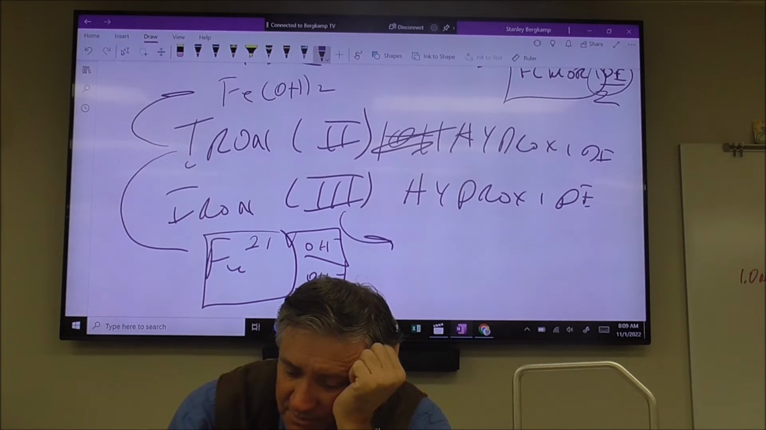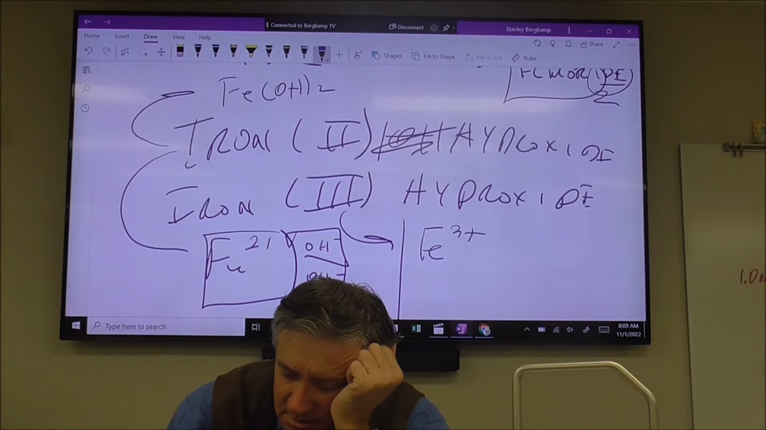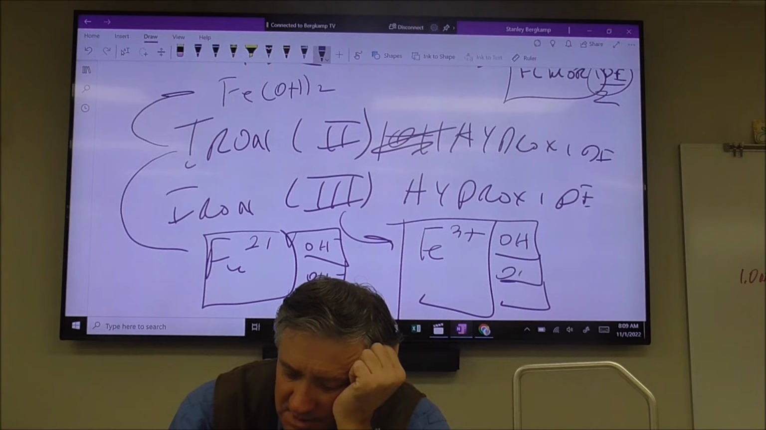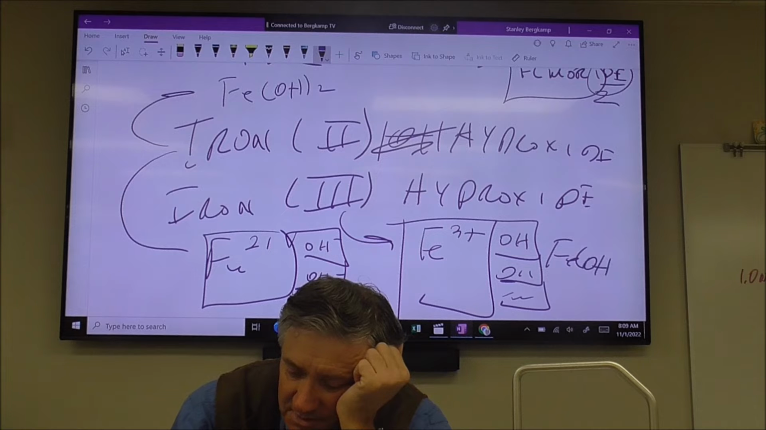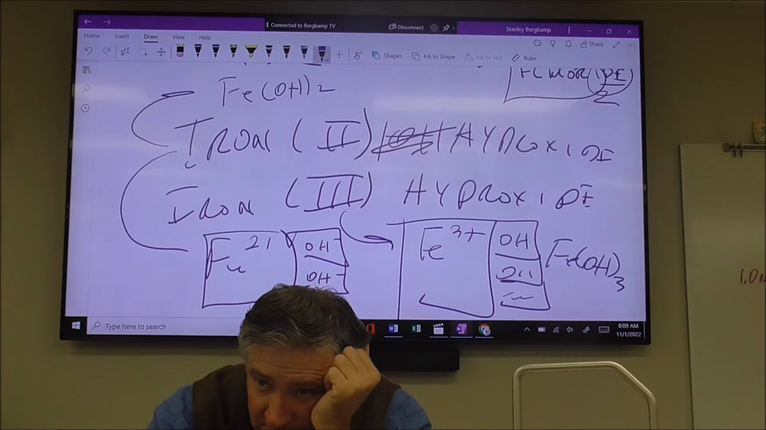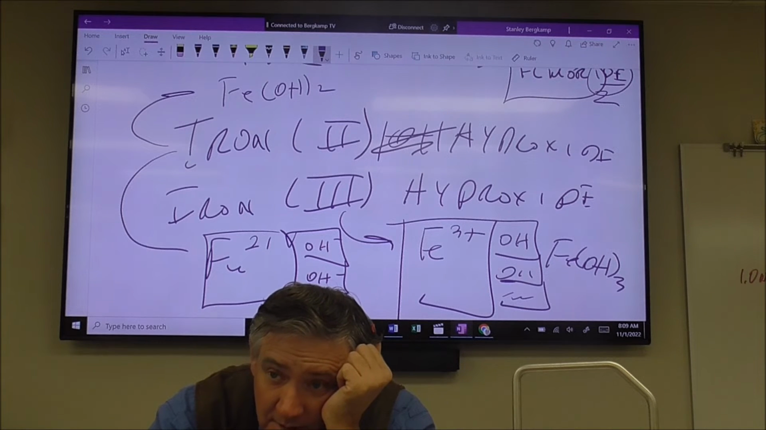But if you have iron 3 hydroxide, that's going to be Fe3+, okay? So that would take 3 hydroxides to balance that out. So that would be Fe(OH)3. So it's the amount of anions you need?